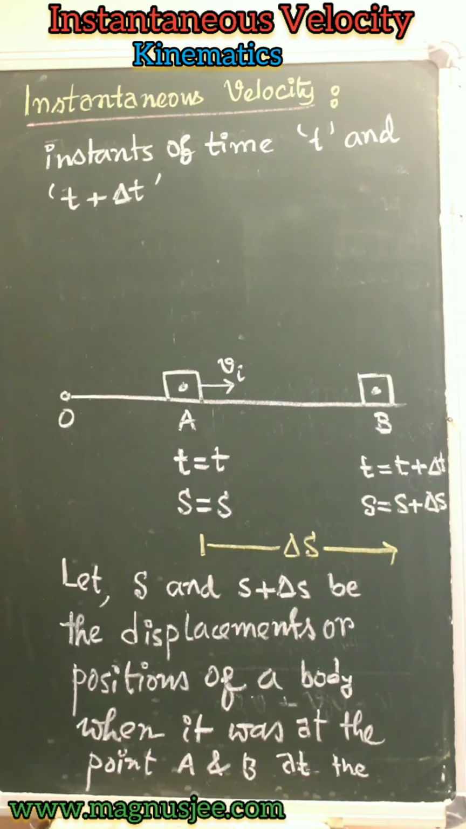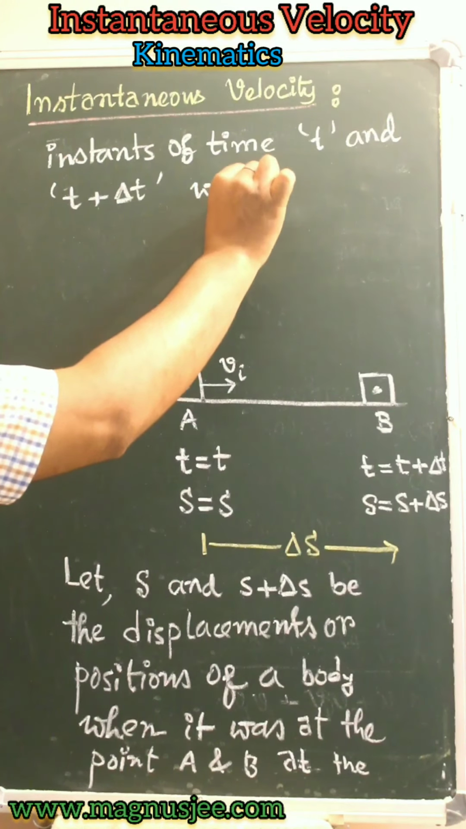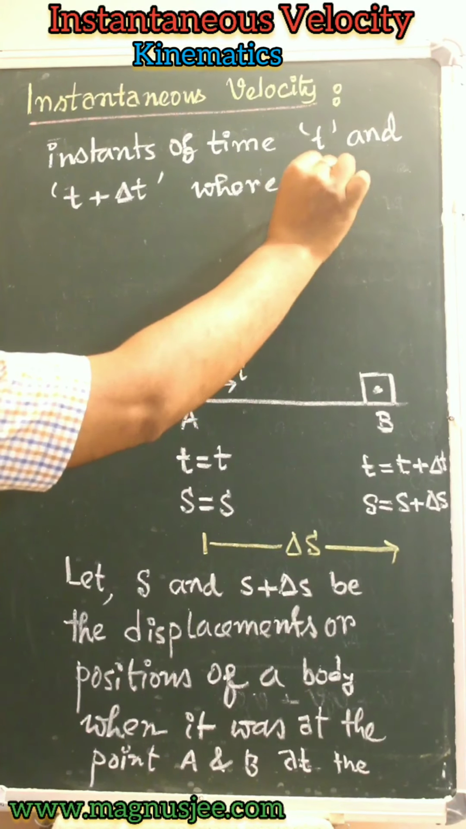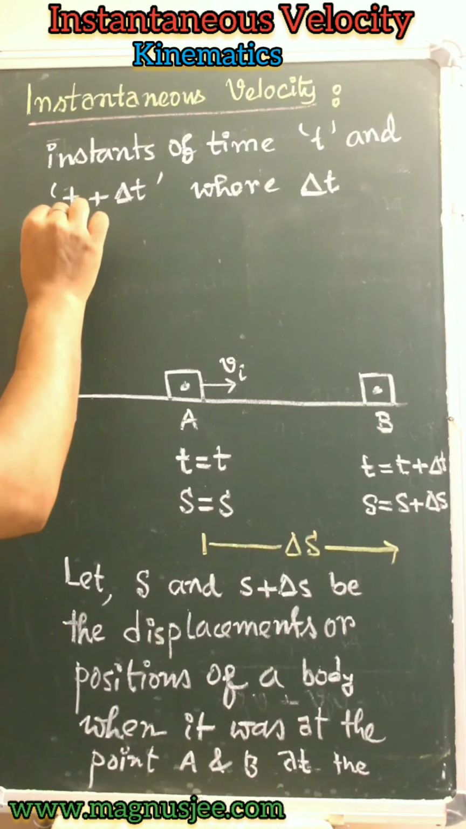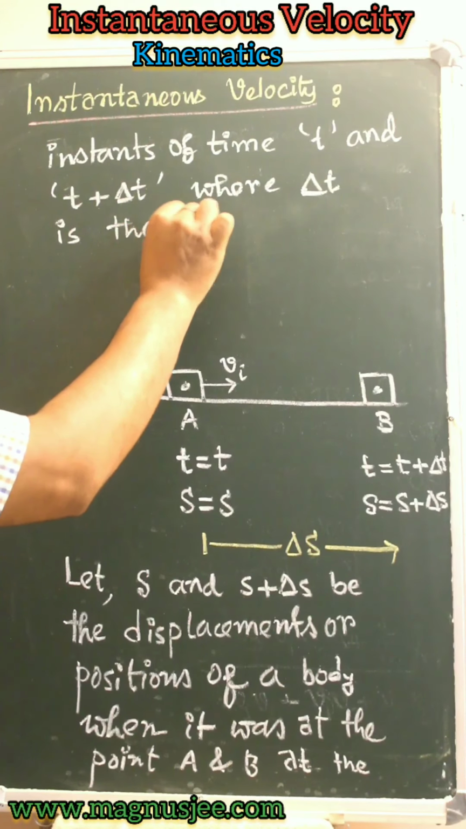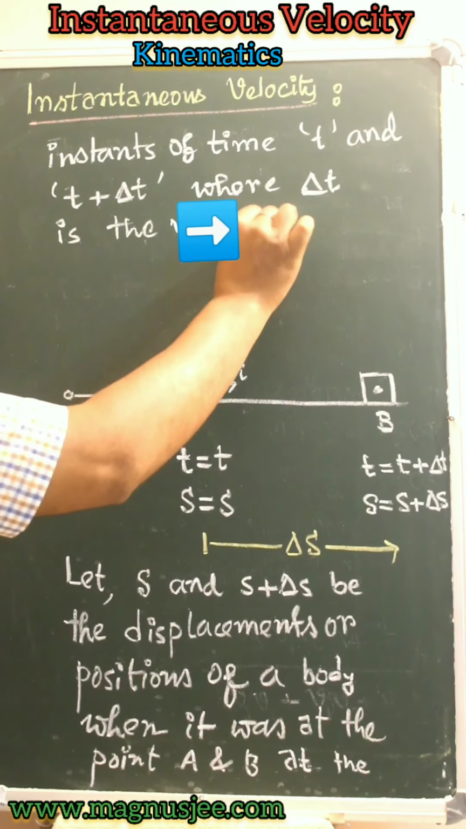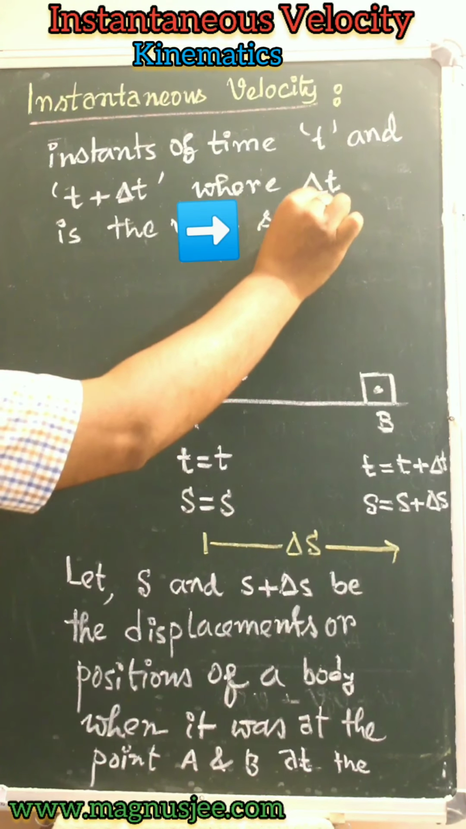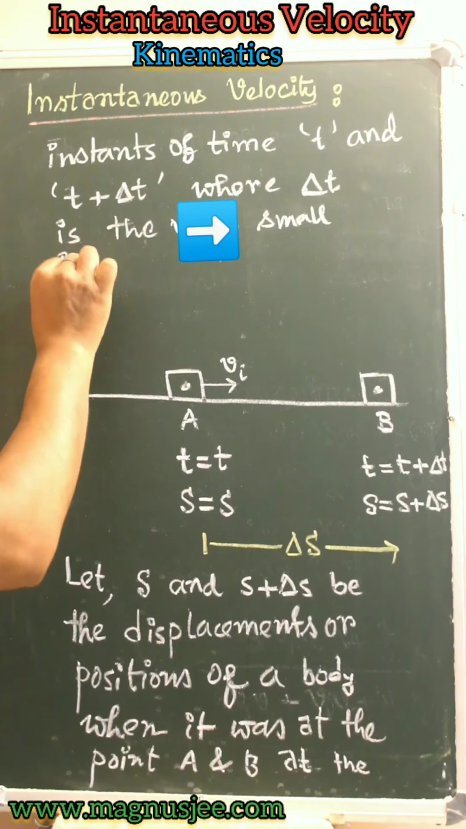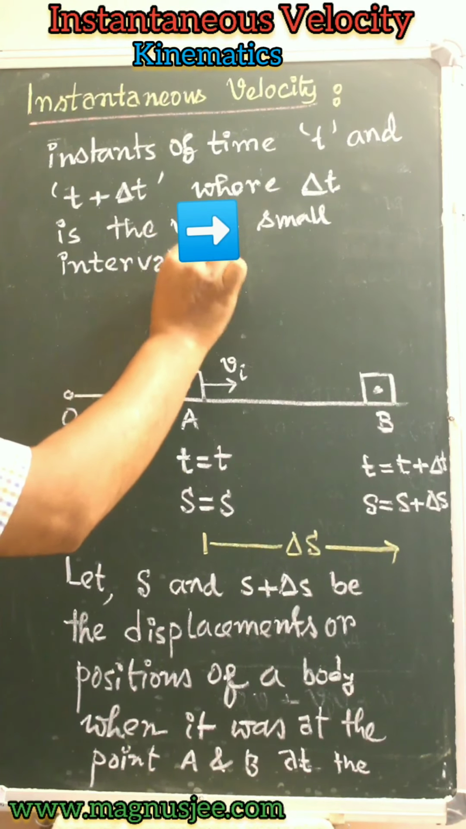Delta t is a small interval of time actually, where delta t is a small interval of time.